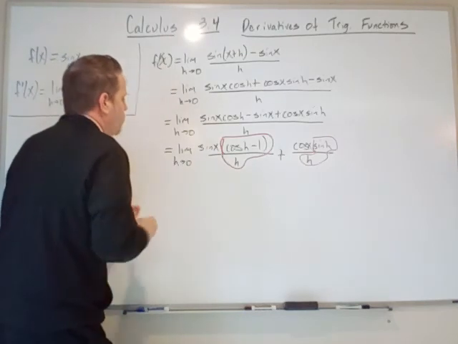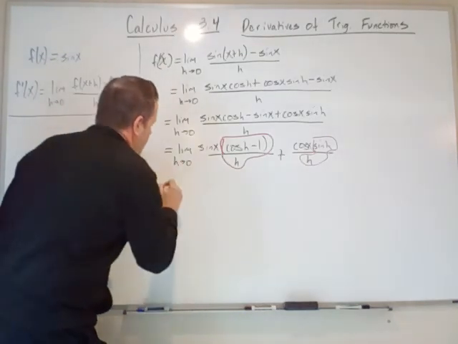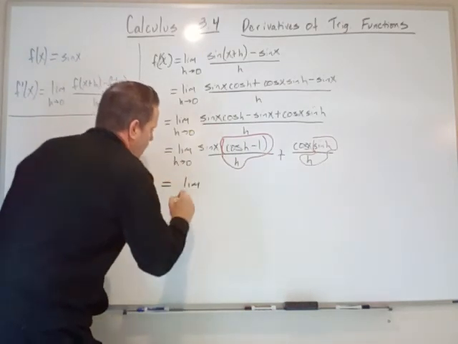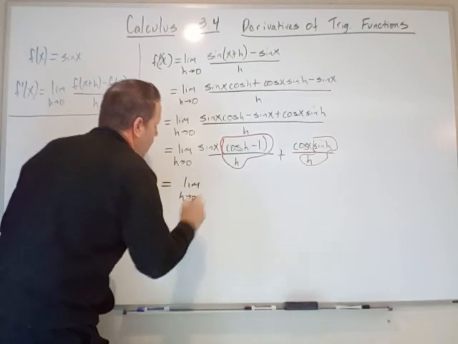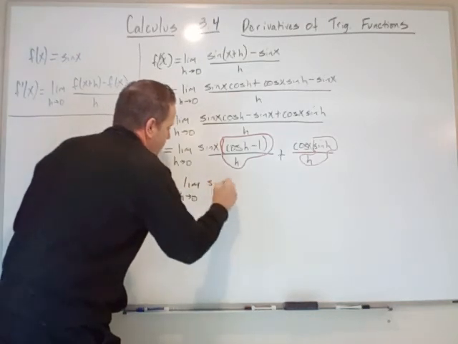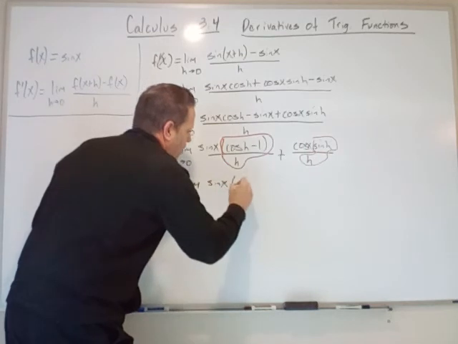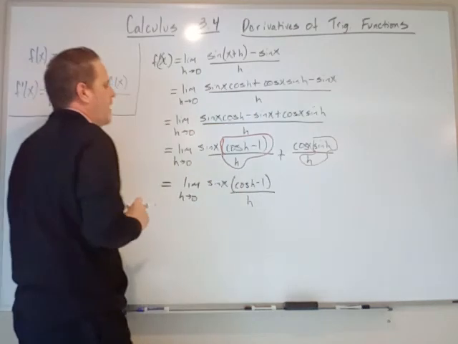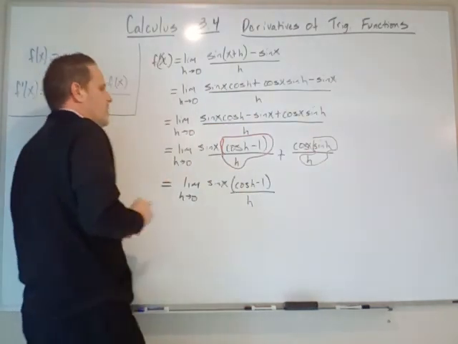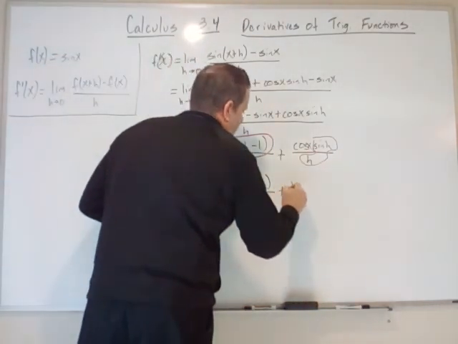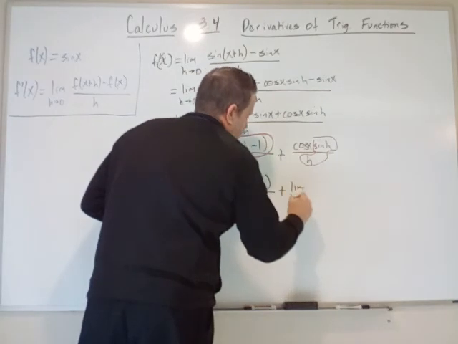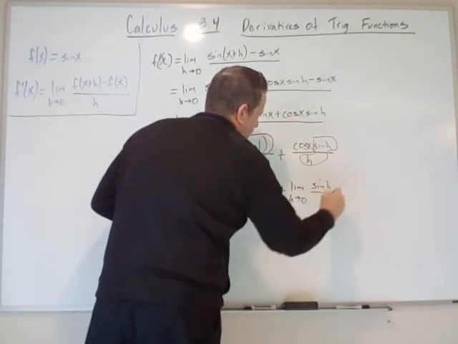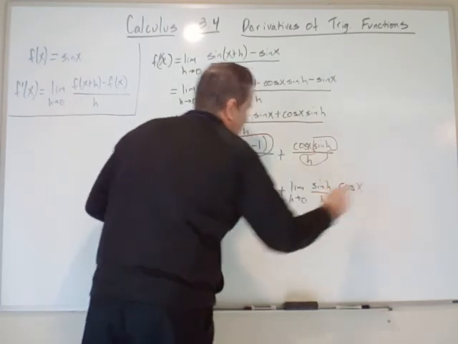So my next step would be to evaluate the limits of each part, and again, I will separate that just so we can see. So I've got the limit as h goes to 0 of sine x times cosine h minus 1 over h. And again, that's going to end up being a negative 0, if you want to think of it that way. Plus, I've got the limit as h goes to 0 of sine h over h times cosine x.